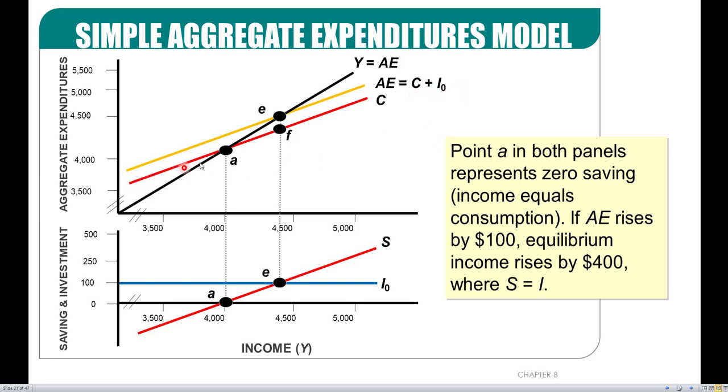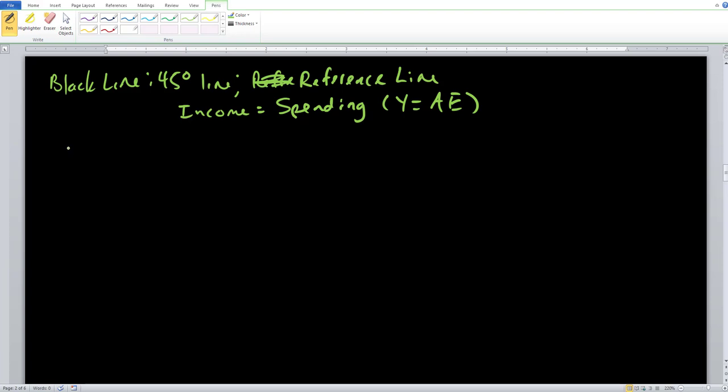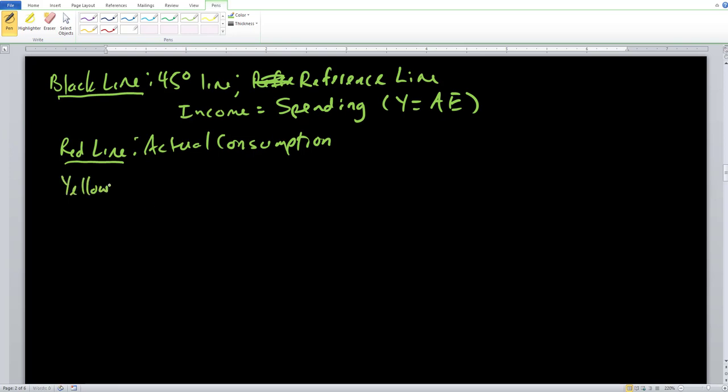So remember, just as a review, this red line right here, consumption, this is going to be the actual consumption within the economy. So here, red line, we notice that this is actual consumption. Red line, actual consumption. Black line is our 45-degree line. And then we need to add in one more line, which is going to be the yellow line. And that's where the impact of investment comes in.